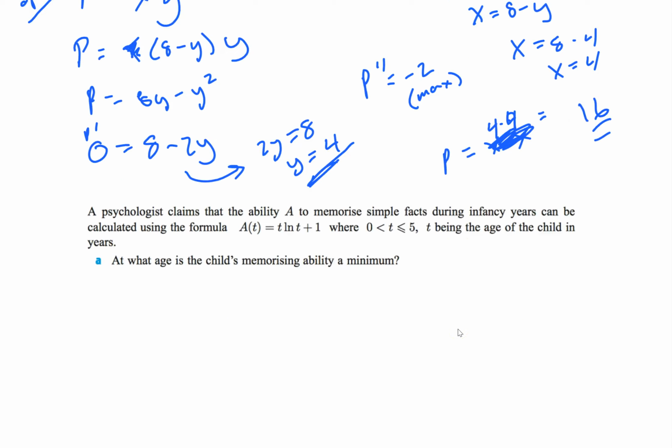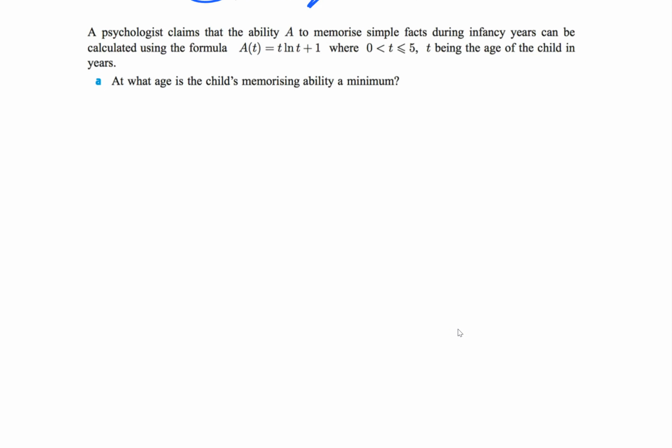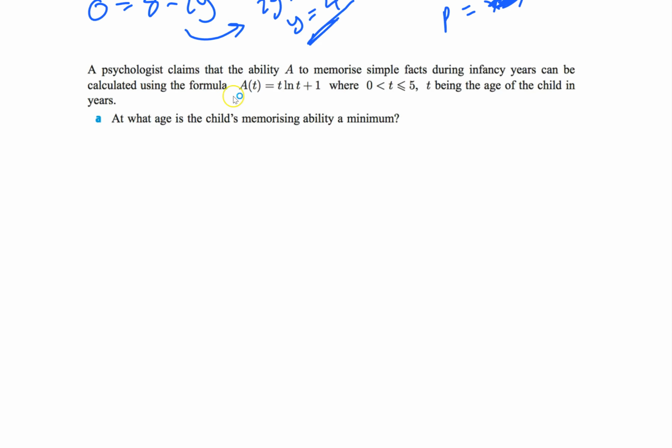This one is a little different now. A psychologist claims the ability A to memorize simple facts during infancy years can be calculated by the formula A of t equals t natural log of t plus 1, where t is between 0 and 5, so kids are between 0 and 5 years old, t being the age of the child in years. So what's different about this one? It has limits, it has endpoints.